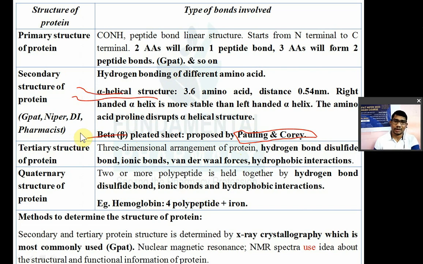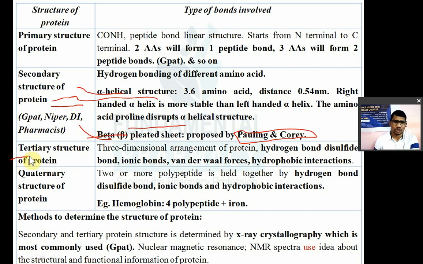Now the second is the beta pleated sheet. After alpha comes beta, that's why beta. It looks like a plate of metal, like a sheet, that's why beta pleated sheet. It mostly occurs between two peptides or a single peptide which is twisted back, and hydrogen bonding occurs in between, the hydrogen bonding between two amino acids.